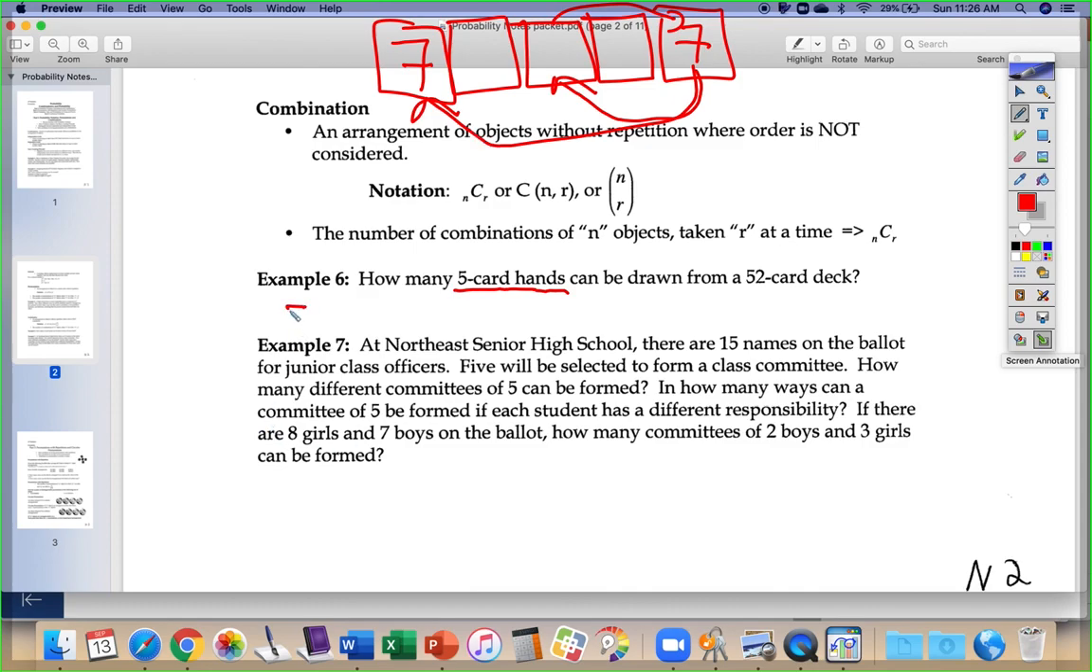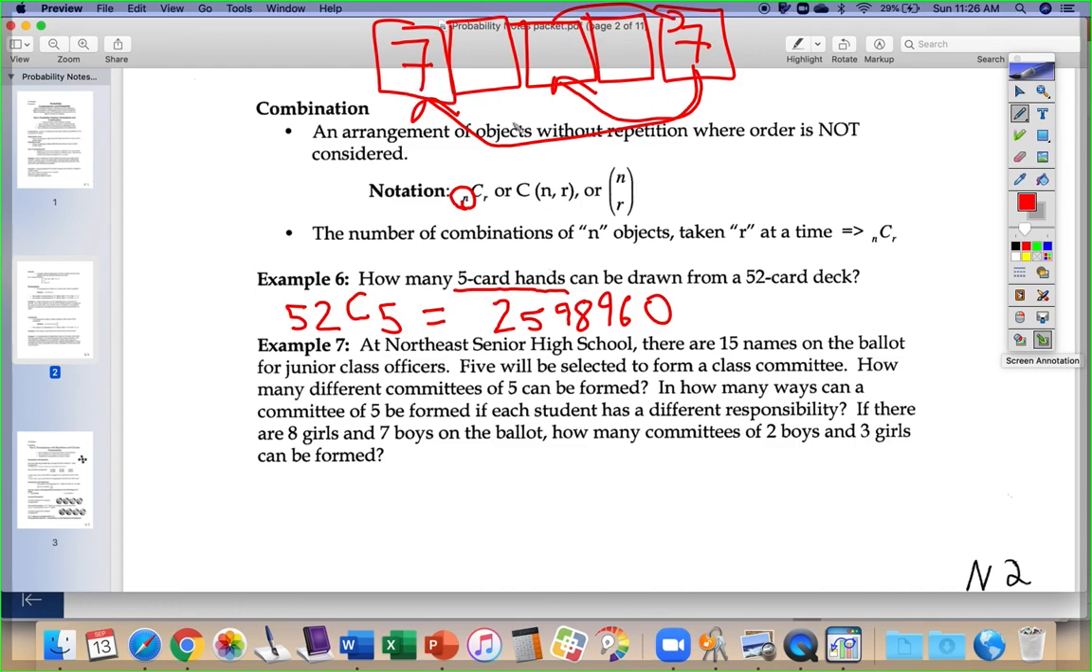So I have 52 cards. That's sample size. That's all of them. I want to make groupings, meaning combinations, and how big is each group? 5 cards in each group. 52C5 in a calculator is 2,598,960. These are groupings because the order does not matter. We're not taking a picture. We're not giving them roles. We're not giving them responsibilities.